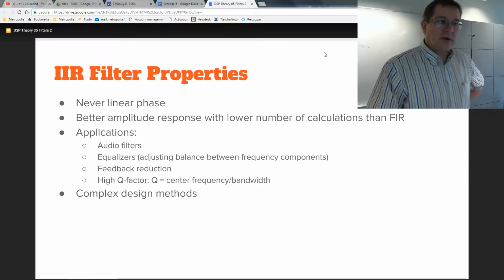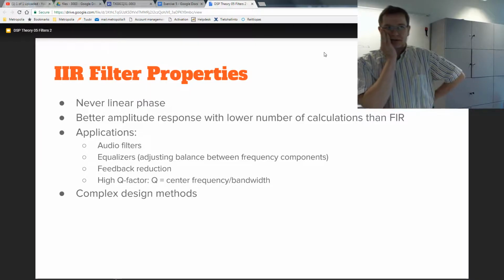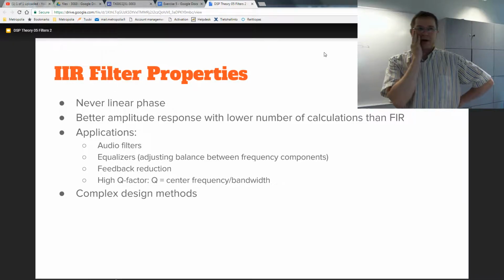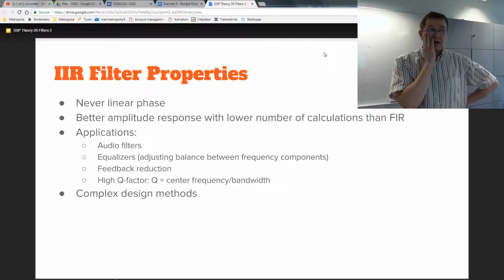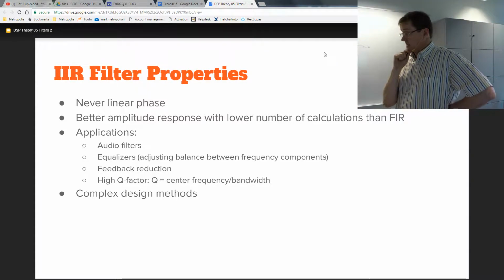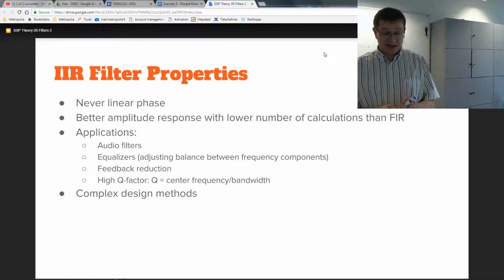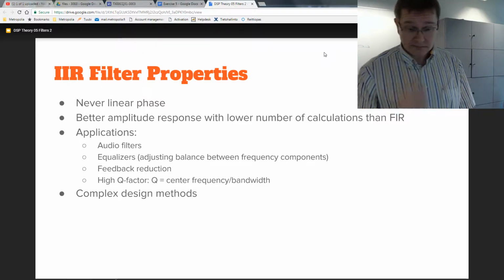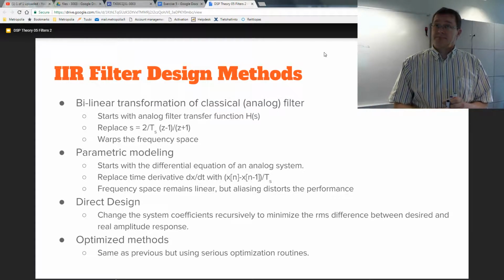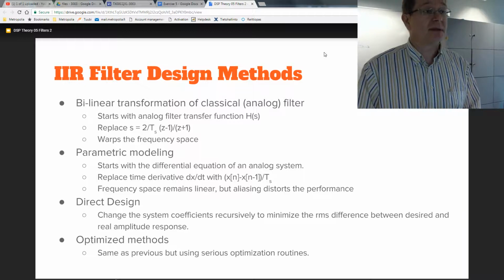The only kind of drawback of IIR filter design is that these design methods are quite complex. There's only one design you can do by pen and paper. The rest of the design methods require at least some tables, transformation tables. But anyway, those are the 4 most common methods.